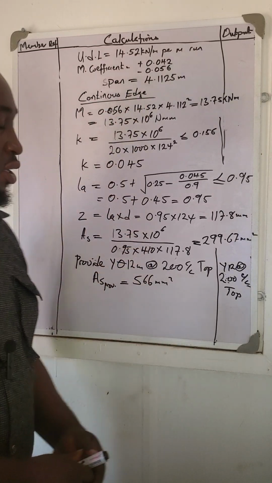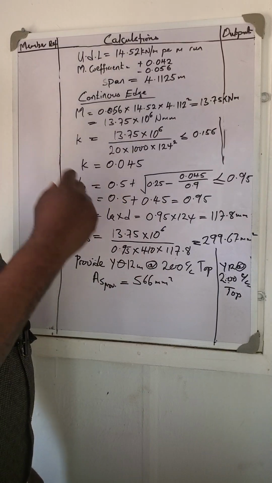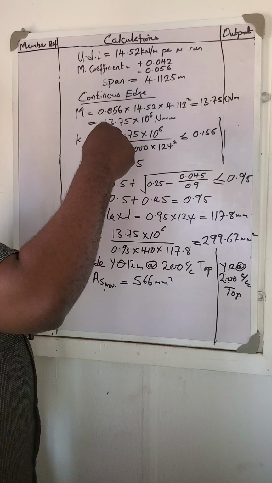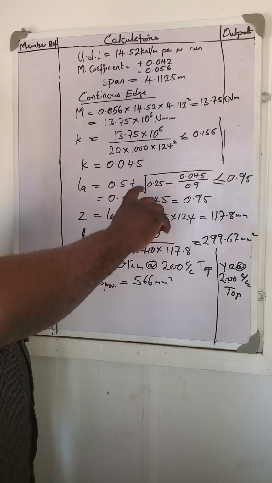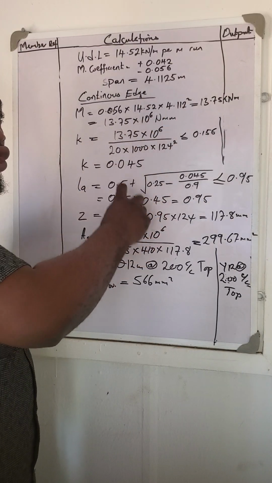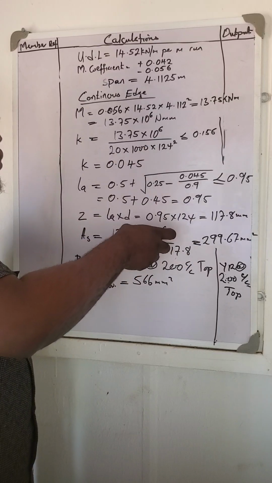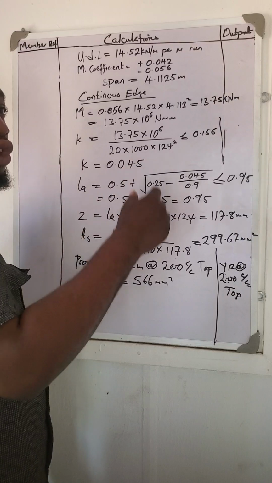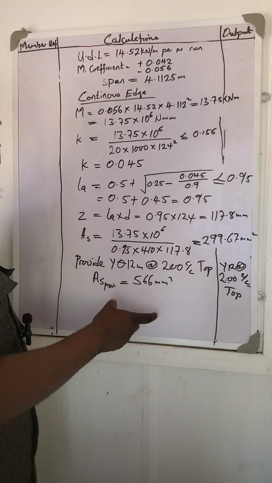Then in our next class, we'll go straight to the long span of that particular panel. After designing for the long span, we check for deflection of the long span. Then we'll now move to the continuous edge of that long span again.